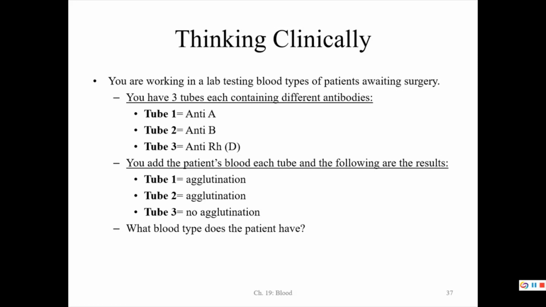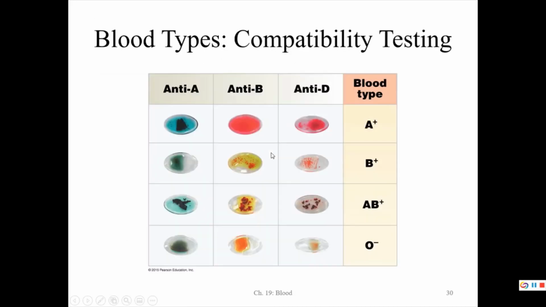So here, if we have anti-A in the first tube and it agglutinates, they obviously have the A antigen. Anti-B in the second tube, it agglutinates, they have the B antigen. So we already know they're AB. But there's no agglutination for Rh. So this person is AB negative.